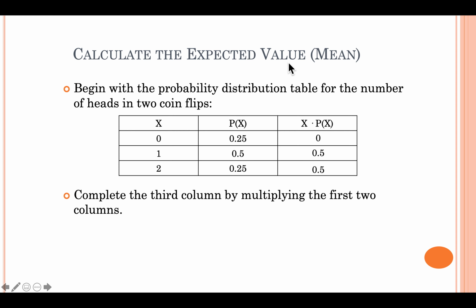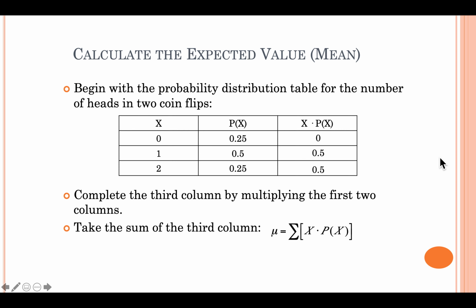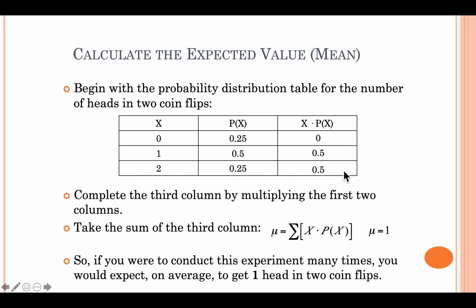The expected value, or the mean, is the sum of all the values in this third column. So adding up those three values, that's what this uppercase Greek sigma tells us to do. We get a value of 1. 0 plus 0.5 plus 0.5 is 1. So to interpret this, if we were to conduct this experiment many times, we would expect on average to get one head in two flips of the coin. Okay, so most of the time we're going to see one head come out. That would be the average number of heads.